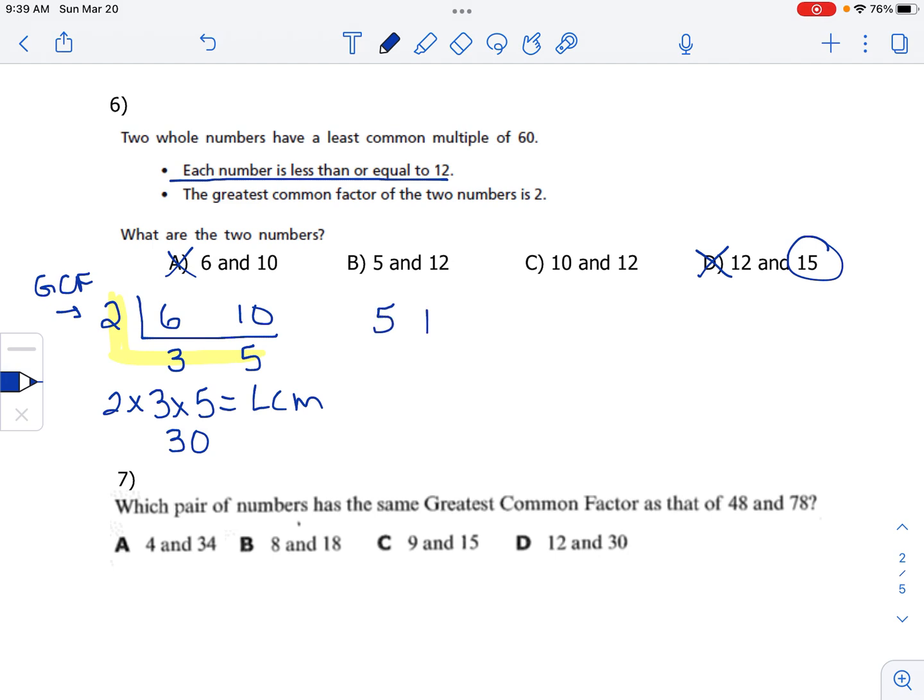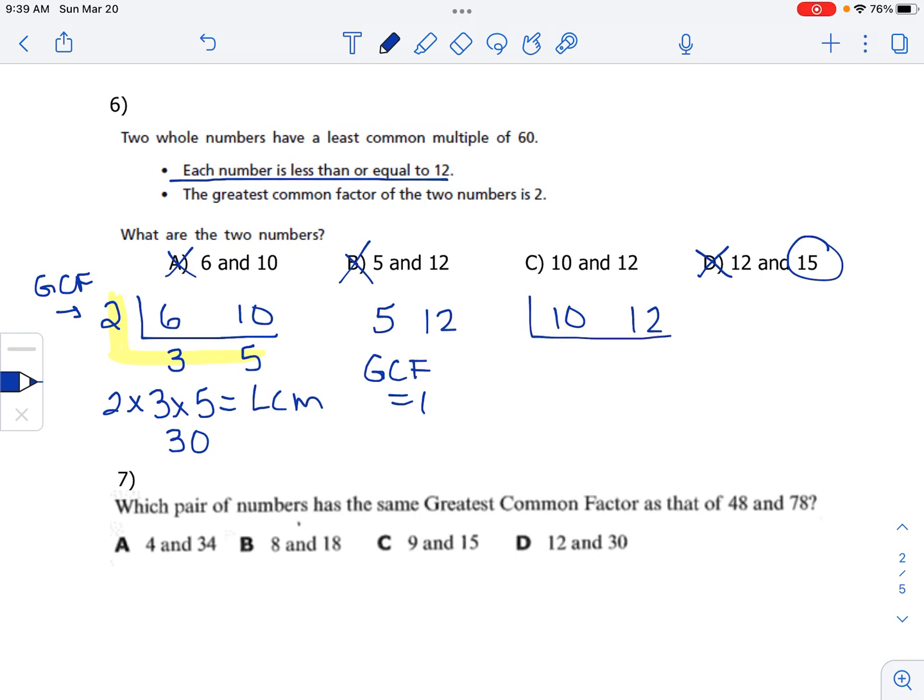Well, 5 and 12, the only common factor is 1. So it does not have a GCF of 2. It's 1, so we can cross out B. So it looks like it's option C. Let's double check it.